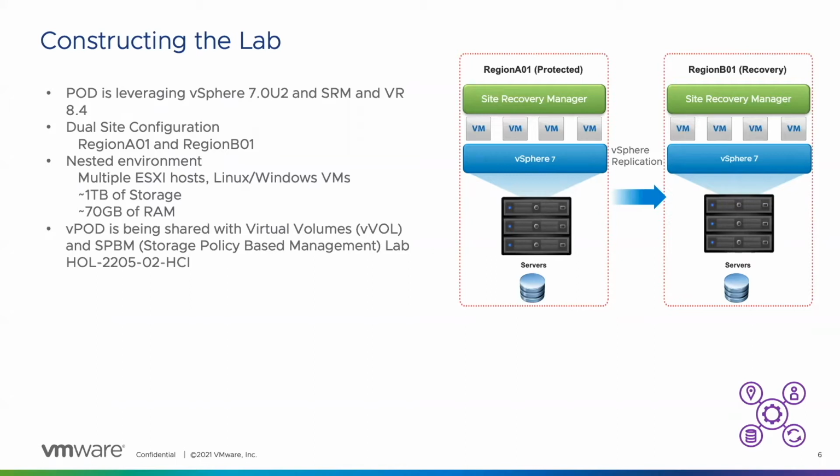Our lab is built as a nested environment. What this means is we're running this in vCloud Director, and we're sharing all of those resources with all of the other labs at VMworld. As such, the performance may be a little bit different than what you would see in production because we are all sharing those resources and running in nested mode. We have multiple ESX hosts in both region A and region B, and our lab consists of multiple Linux and Windows virtual machines. We're using approximately 1 terabyte of storage, as well as 70 gigs of RAM.